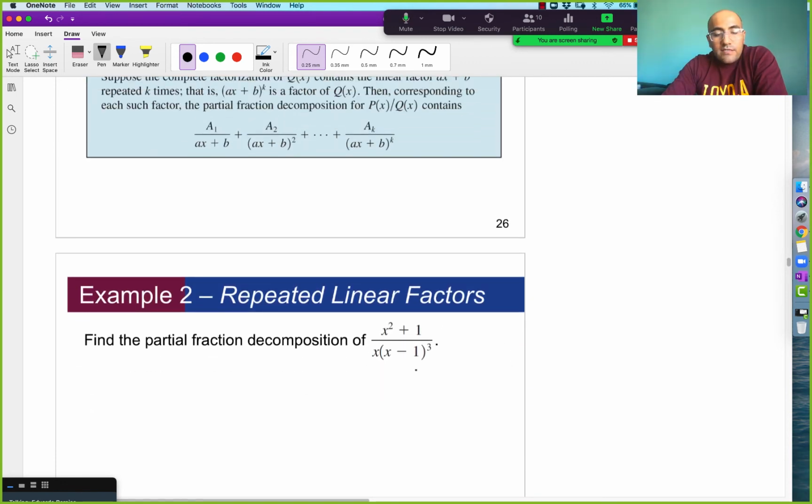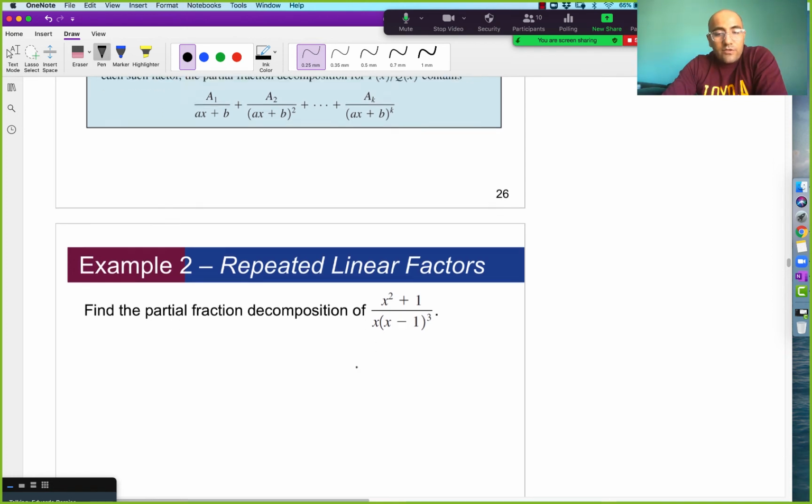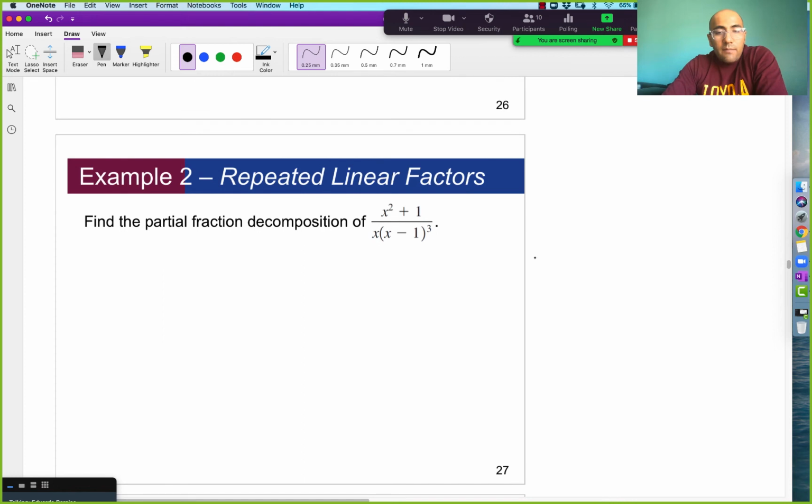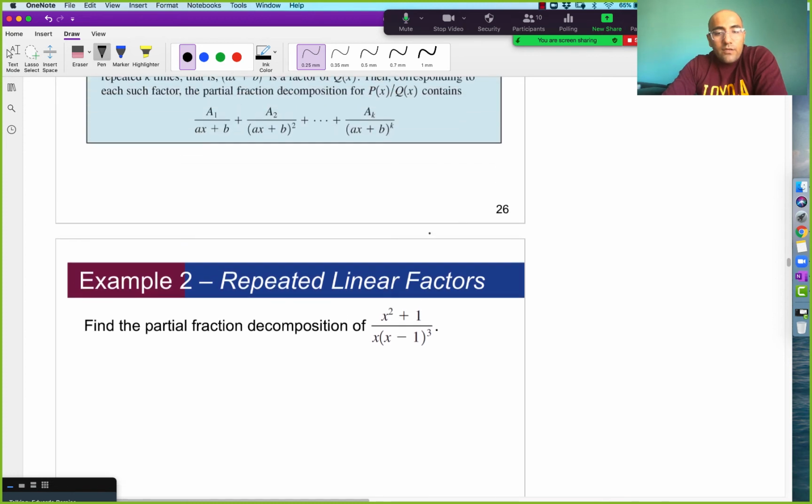So this is the original fraction, right? It's a big, ugly fraction. We want to try and simplify it. And notice that x minus 1 is repeated 3 times. It's to the power of 3. Good. In the previous example, each of the factors was unique. We had three factors, x plus 1, x minus 1, x plus 1. Here we only have x and x minus 1 as factors, but x minus 1 is repeated 3 times.